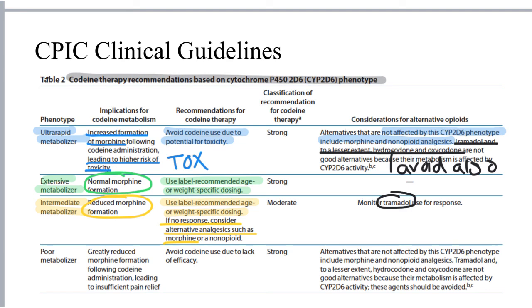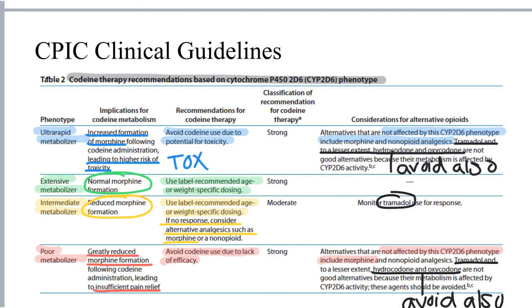In poor metabolizers, these are individuals with greatly reduced formation of morphine from codeine. And because codeine is not converted to morphine at all, there is typically insufficient pain relief in these individuals. The recommendation here is to avoid codeine use due to lack of efficacy. An alternative could be an opioid that is not affected by CYP2D6 metabolism, like morphine. Tramadol, hydrocodone, and oxycodone are not considered good alternatives in this case because, as I mentioned before, their metabolism is also affected by CYP2D6 activity.